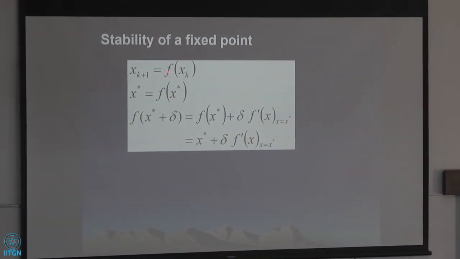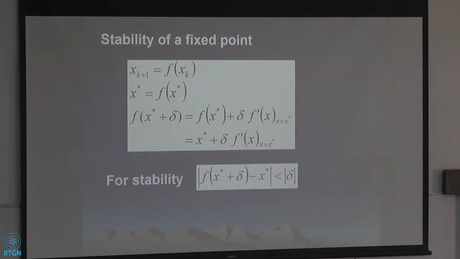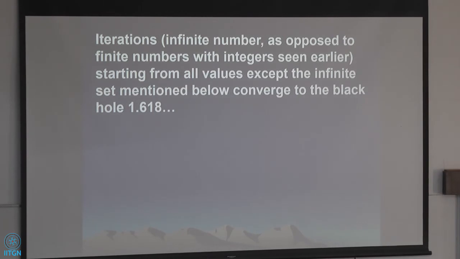So, x star is f(x star). Give a disturbance delta, and then f(x star plus delta), if I do Taylor's expansion I get this. So, after one iteration the deviation from the x star is this, and the modulus of this must be less than 1 for a stable fixed point and the modulus of that should be more than 1 for an unstable fixed point. So, this is the condition. With that condition we find that this is the only stable fixed point, the other one is unstable.